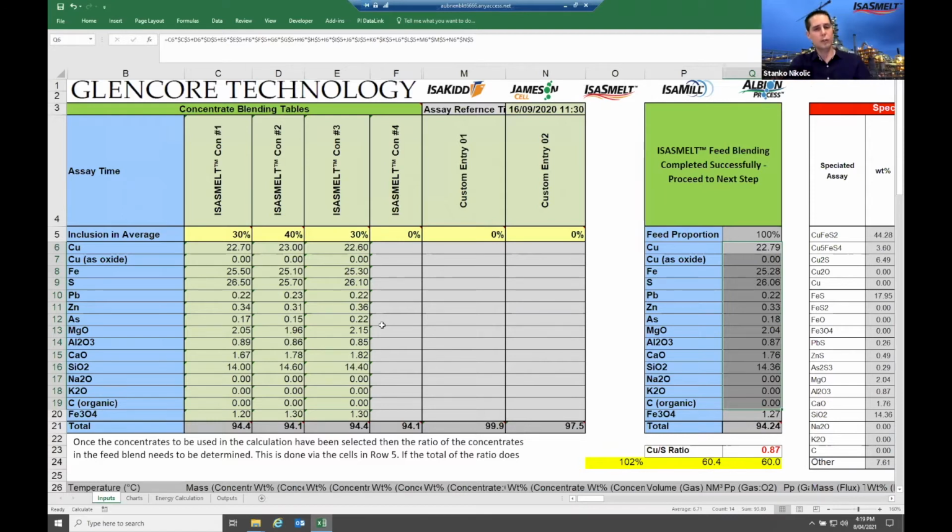So when we look at the majority of copper smelters in the world, there's obviously a big dominance of the flash technology and others like that.